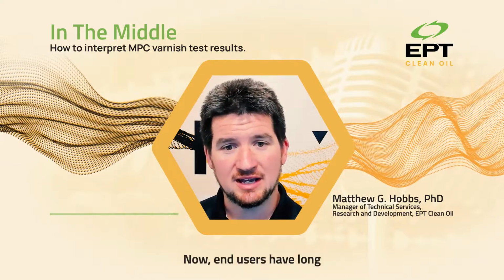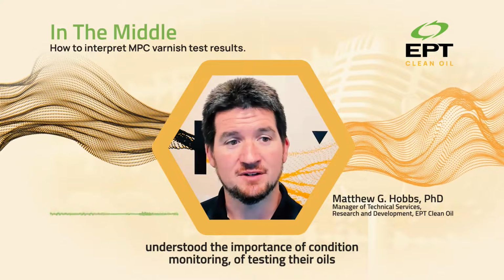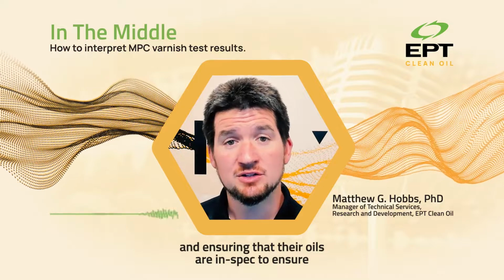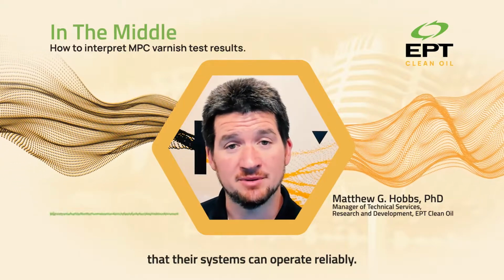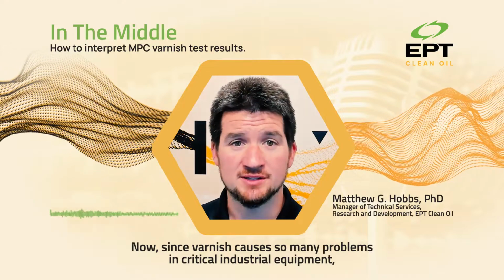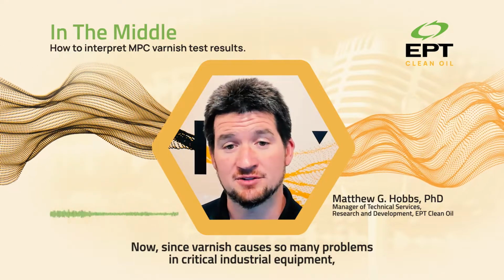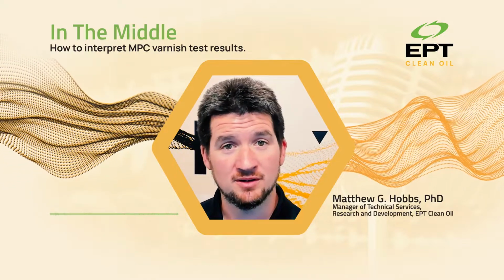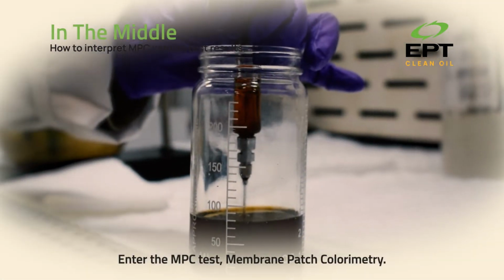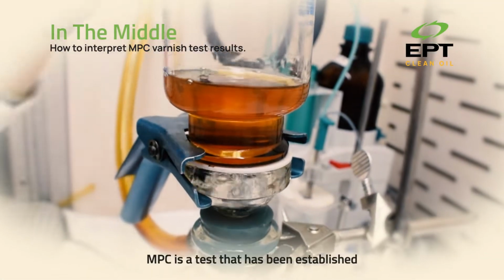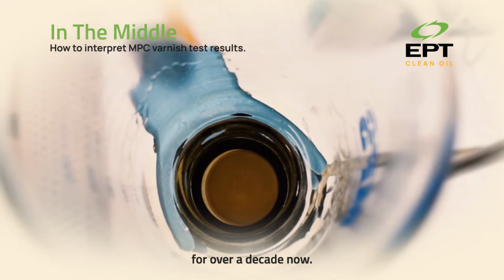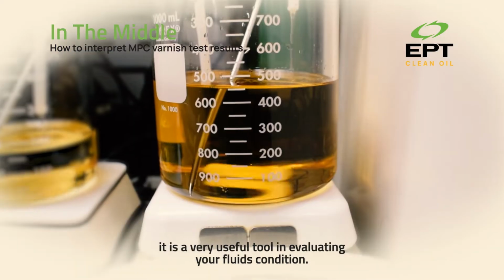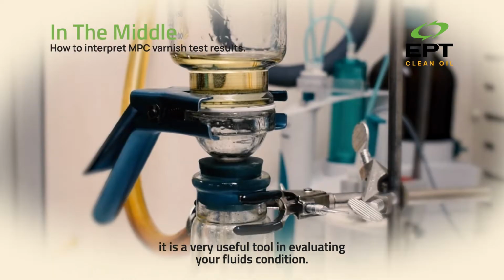Now, end users have long understood the importance of condition monitoring, of testing their oils and ensuring that their oils are in spec to ensure that their systems can operate reliably. Since varnish causes so many problems in critical industrial equipment, there's an obvious need to test for varnish in your oil. Enter the MPC test, Membrane Patch Colorimetry. MPC is a test that has been established for over a decade now. And, like other oil analysis tests, it is a very useful tool in evaluating your fluid's condition.